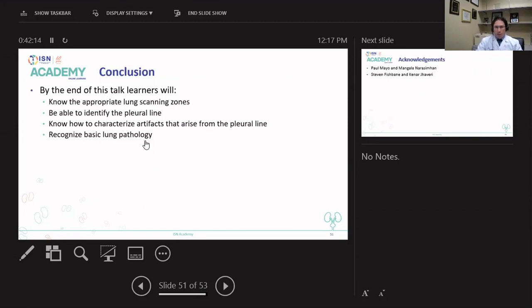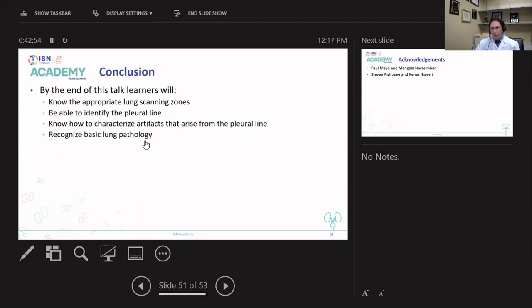So we covered a lot of ground, and I hope that you enjoyed this talk and found it educational. I want to revisit the learning objectives that we spoke about, and let's see if we met them. We said that by the end of this talk that learners would know the appropriate lung scanning zones. So we reviewed 8 lung scanning zones, how to obtain those images. We talked about the importance of identifying the pleural line and determining its integrity. Is it straight? Is it sliding? Is it lumpy, bumpy? Is there a subpleural consolidation?